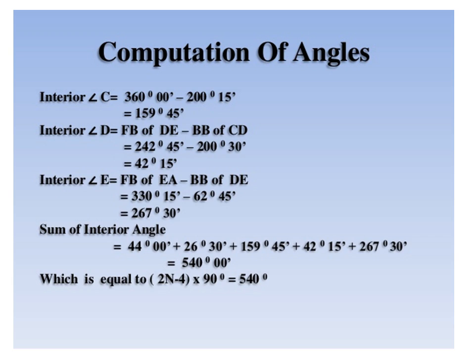Similarly, interior angle E equals forward bearing of EA minus back bearing of DE. 330 degree 15 minutes minus 62 degree 45 minutes. Therefore, it is 267 degree 30 minutes. So the sum of interior angles equals 540 degree, which equals 2n minus 4 into 90 degree. Therefore, there is no error of local attraction.